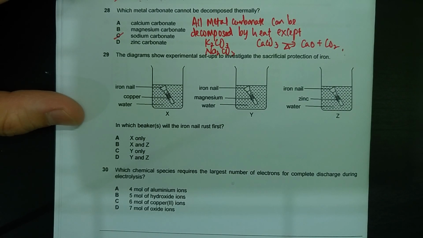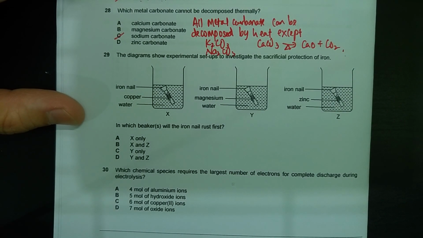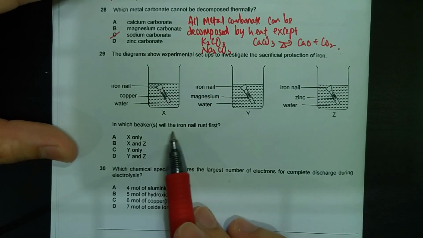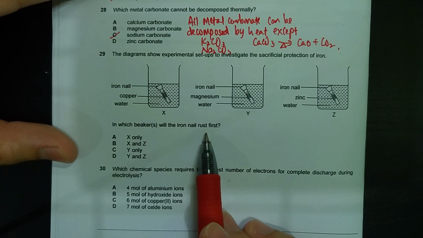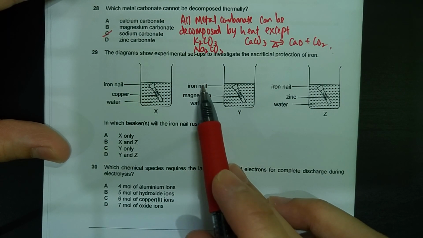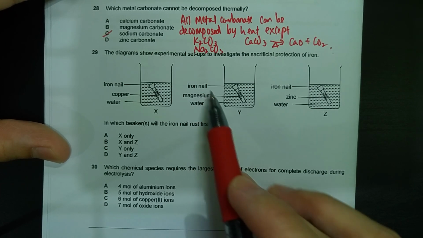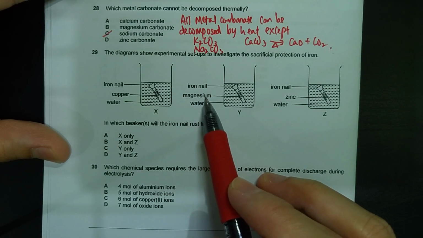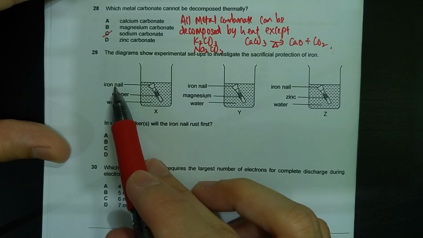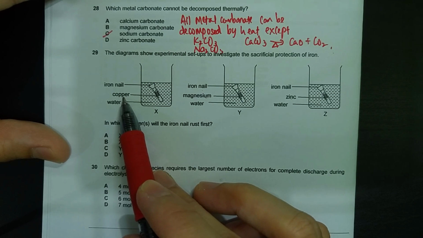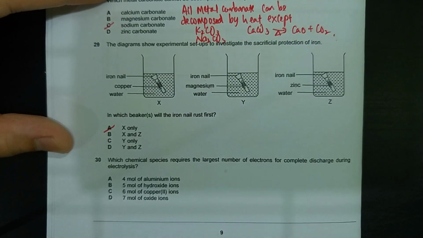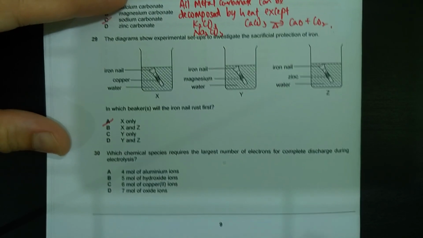Okay, 29. Diagram shows experimental setups to investigate the sacrificial protection of iron. So which beaker with the iron nail rusts first? This one is sacrificial protection, because magnesium is more reactive than iron. So magnesium will corrode first in place of iron. Same thing, zinc will corrode in place of iron. But this one, iron is more reactive than copper. So iron will corrode or rust first. So X, iron nail rusts first.